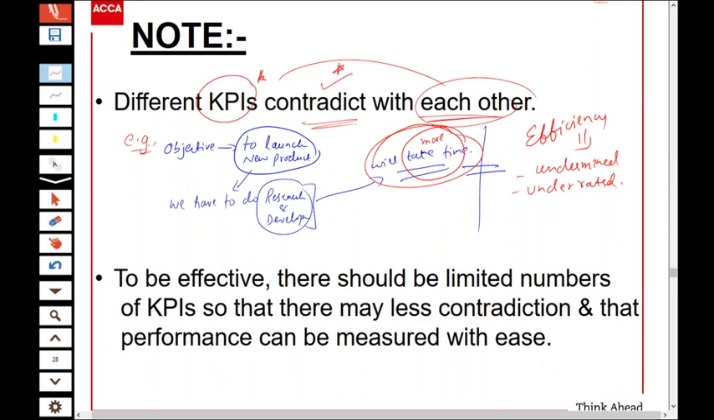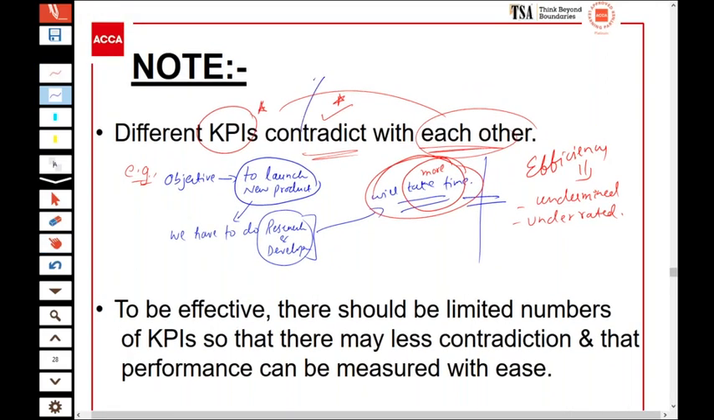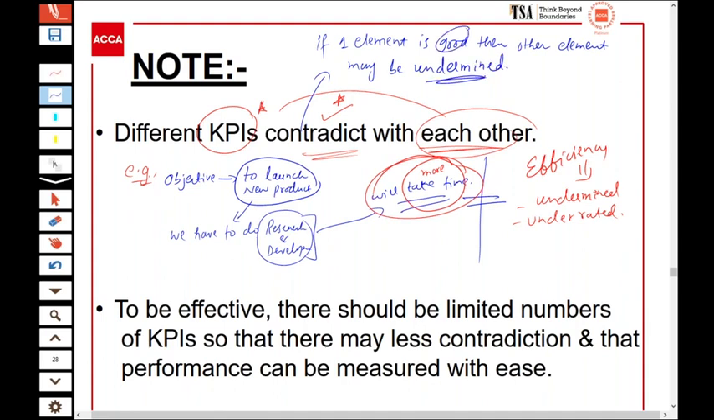If you want to improve one thing, the other aspect of the performance could be deteriorated. That is, if one element is improved, or if one element is good, then the other element may be undermined.